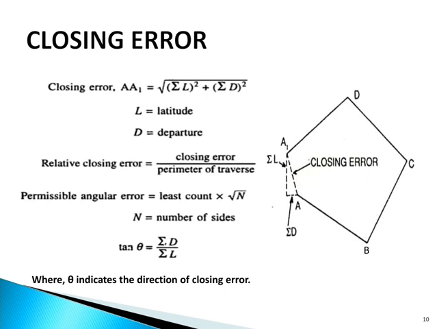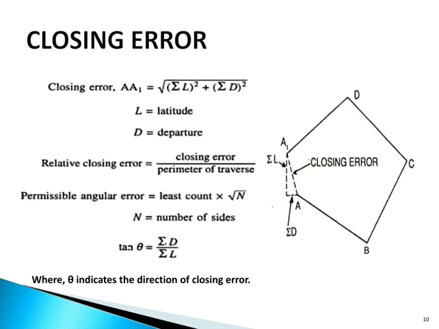Be sure you remember the equation: under root of (sigma L) whole square plus (sigma D) whole square, where L is latitude and D is departure. Latitude and departure we will continue in the next slides, so then you will understand it better. Next, relative closing error is given by closing error divided by perimeter of the traverse.